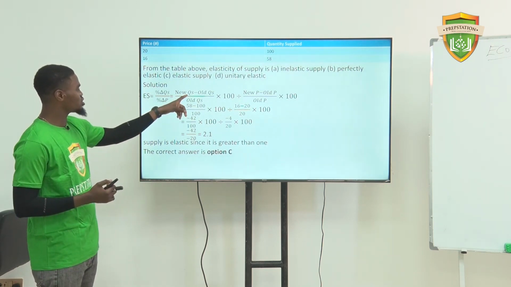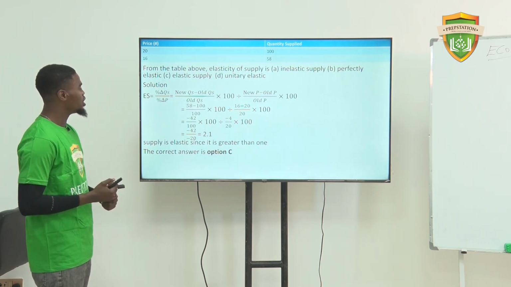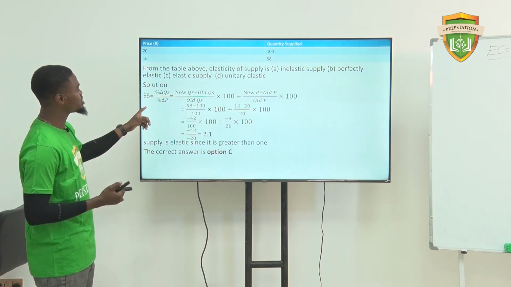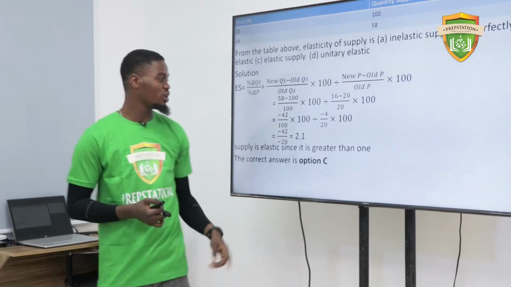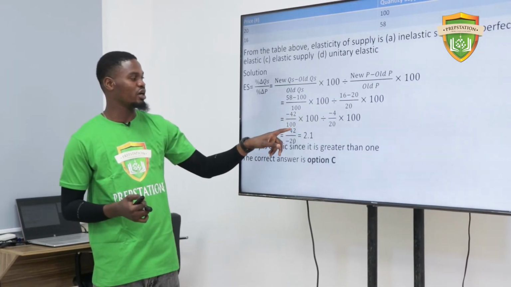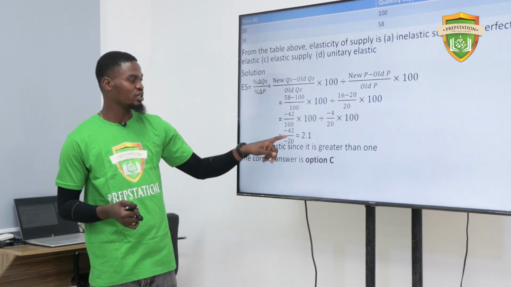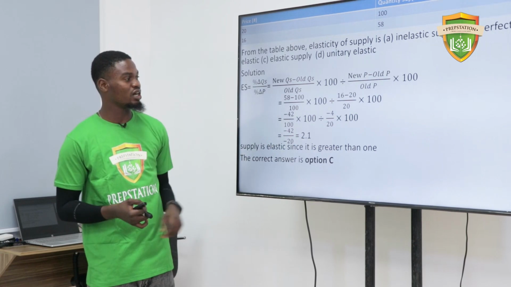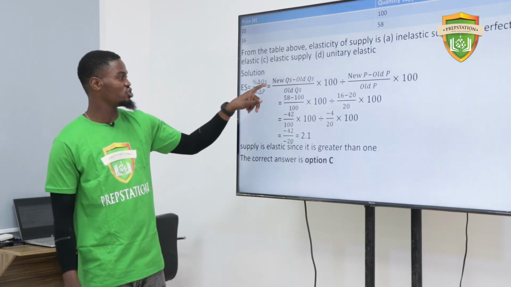That is the new quantity supply minus the old quantity supply, divided by the old quantity supply. So what's the new quantity supply? It is 58. The old is 100. So when you make your deduction, you have minus 42 divided by 100. Here, 100 strikes out 100. So you have your negative 42 as your answer for percentage change in quantity supply.